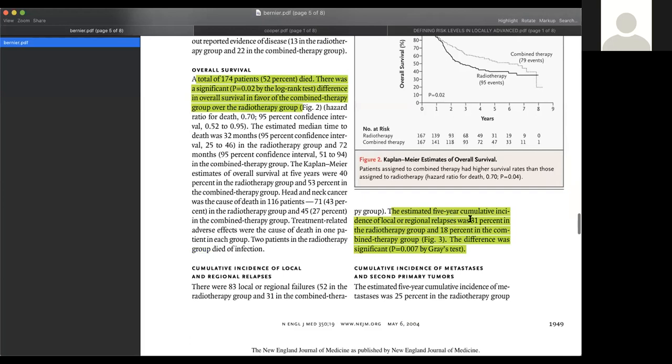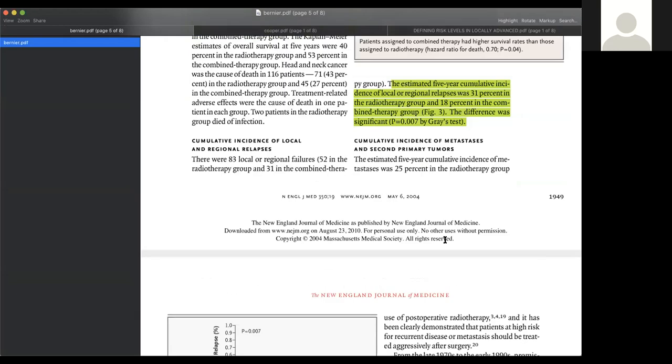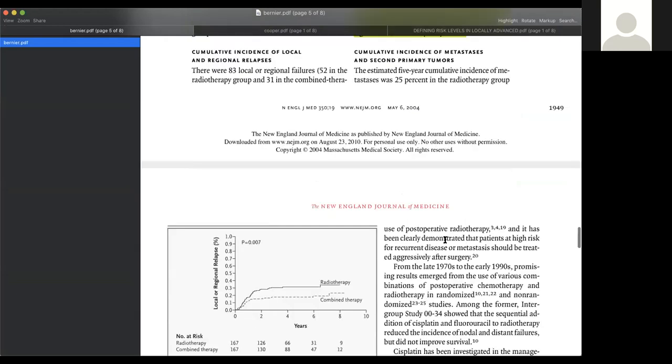Gray's test is slightly different from a log rank test, whereas in Gray's test, you don't take into account censoring. So we will discuss the different types of tests in the subsequent classes. So by Gray's test and not a log rank test, they found out that the regional relapses were more in patients who had radiotherapy than the patients who had combined modality chemoradiation.